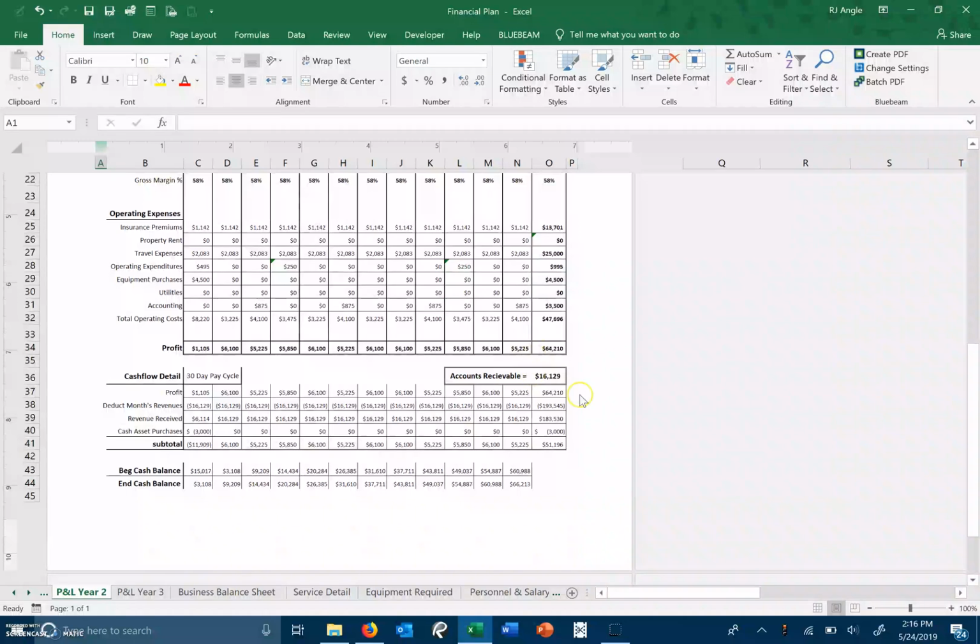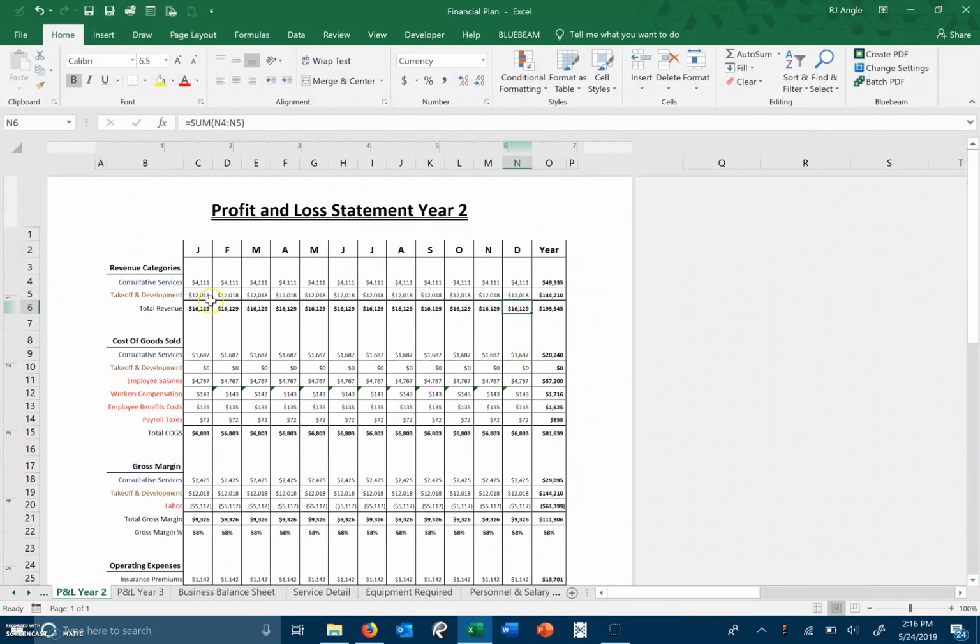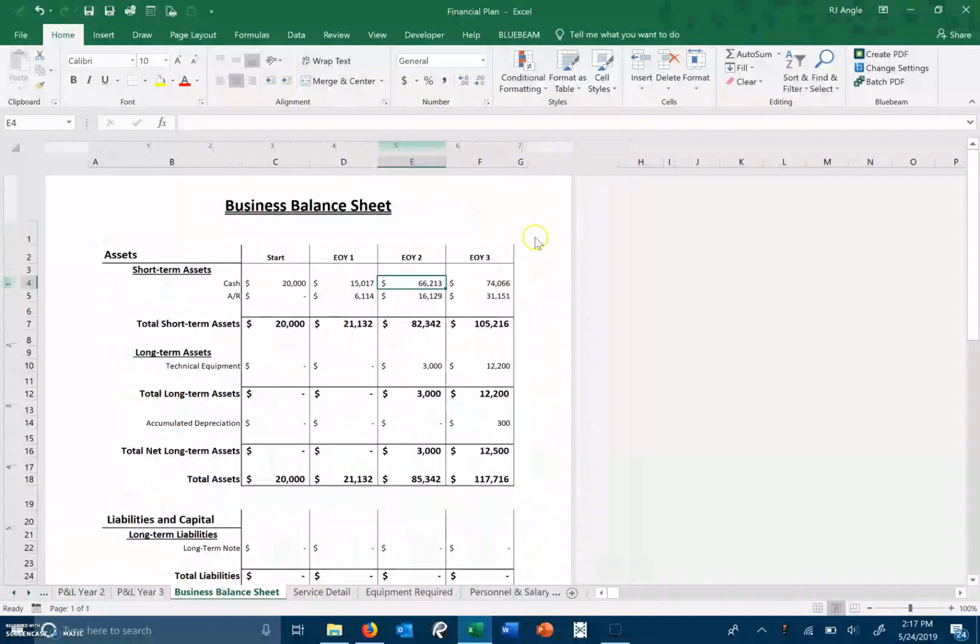Did you see that in this category here? $16,129 is my accounts receivable. That is my last year's revenue invoiced for that I'm yet to collect on, because I have a 30-day pay cycle till I receive those funds. So my accounts receivable is shown here in that total value, and these years match what's shown on my P&L statements. That's why that matters.